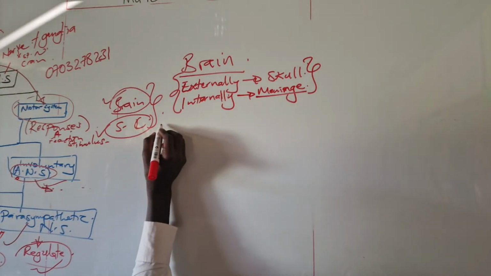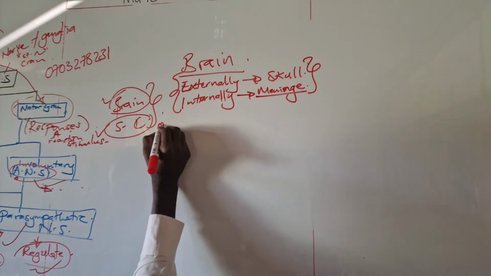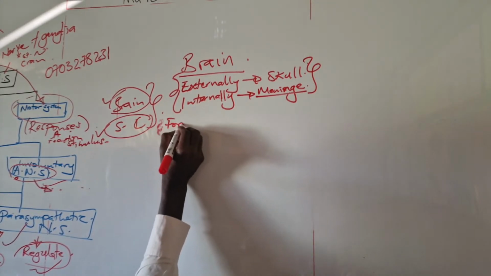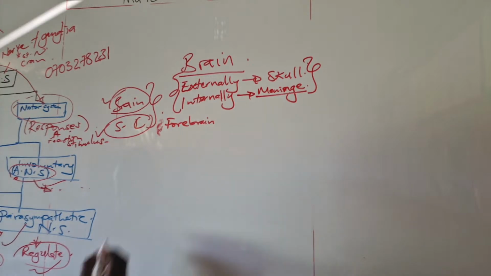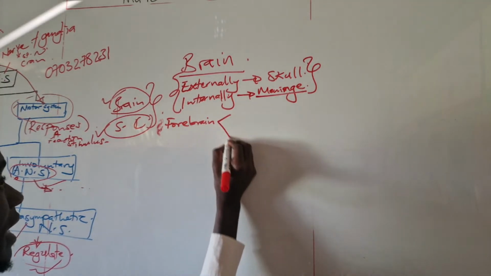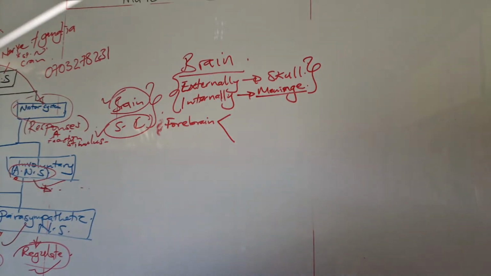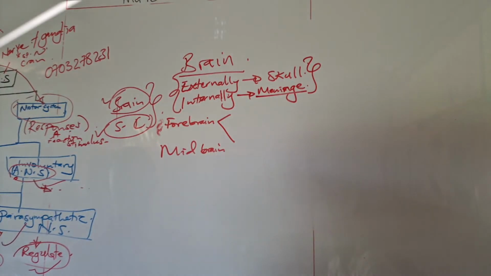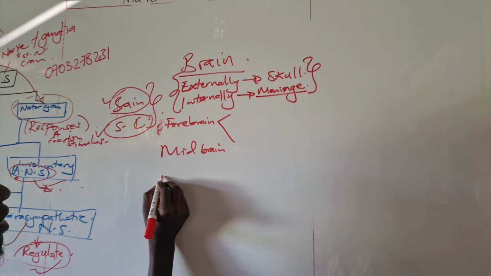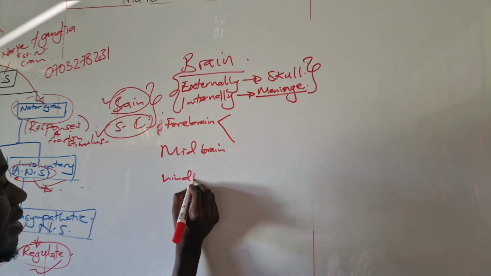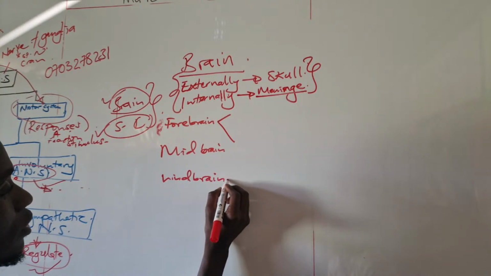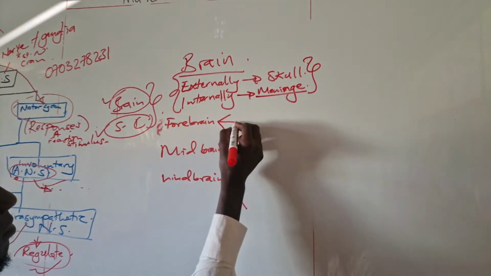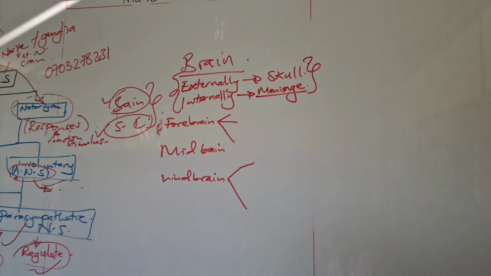The brain has two major parts, which are the forebrain, that is made up of certain parts, the midbrain, and the hindbrain, that is also made up of certain parts. Let me think we are flowing. I want us to flow well.